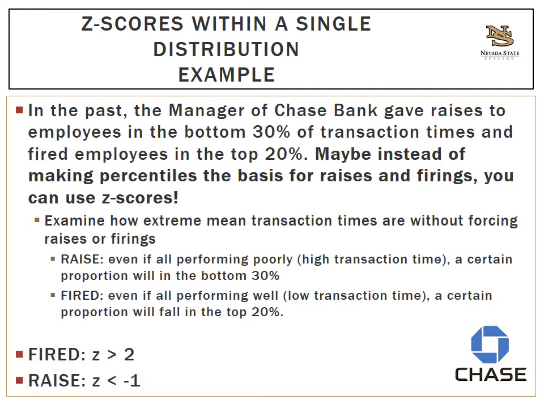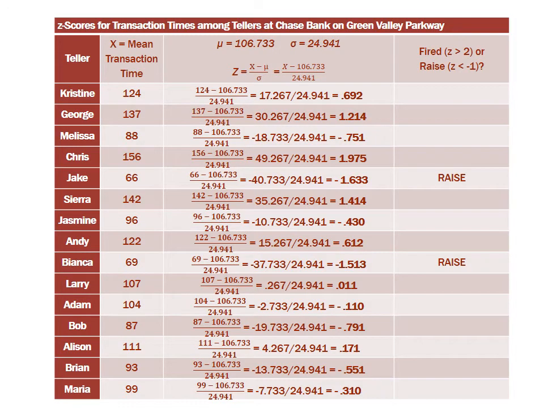So a much better strategy would be to fire those that have a z-score greater than 2, so extremely high transaction times relative to the rest. You're not forcing yourself to get rid of a certain percentage of the workforce. And then maybe go easy on the raise a little bit and give a raise to anybody who's outside of that common transaction time on the low end with a z-score less than -1.